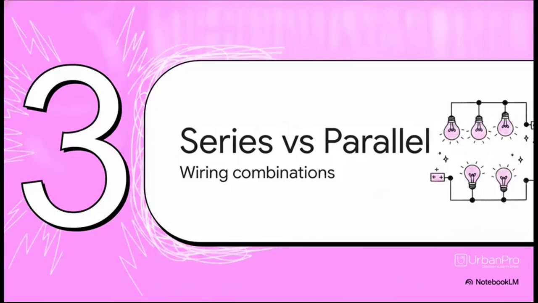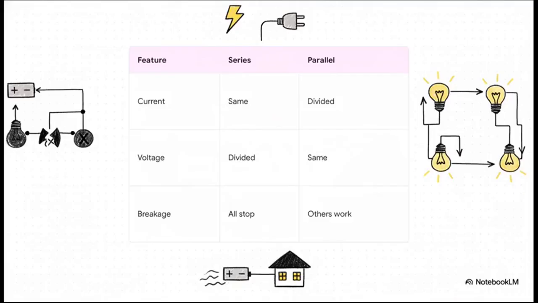Section 3, wiring, series versus parallel. Let's see what happens when we start joining multiple devices together. When wiring things up, we basically have 2 choices, series or parallel. In a series circuit, everything is in one single line.